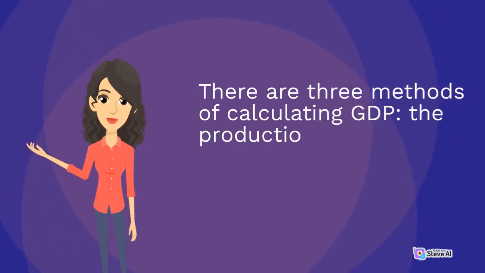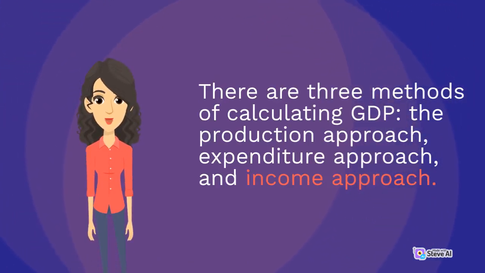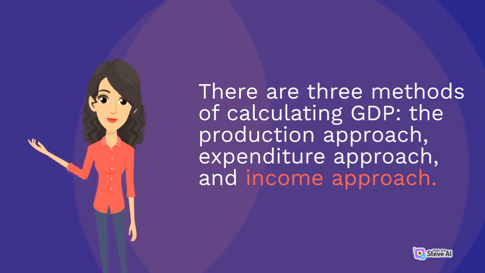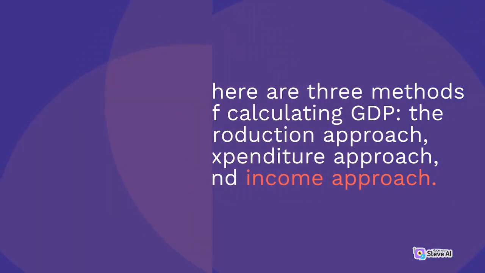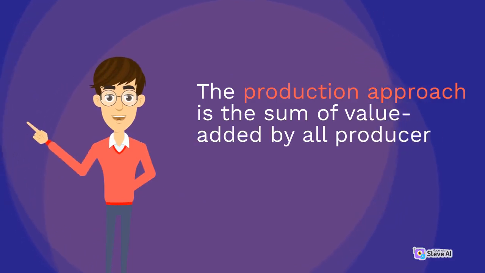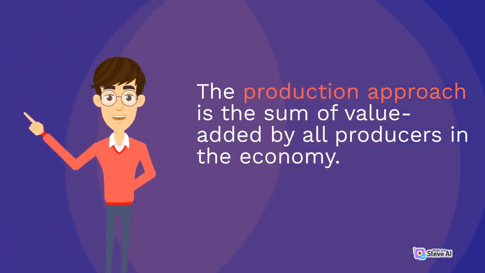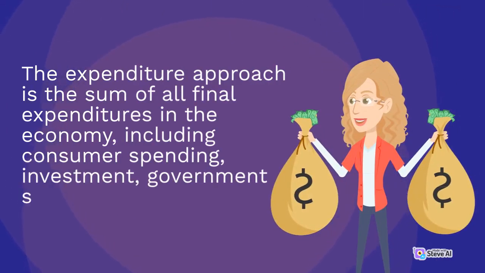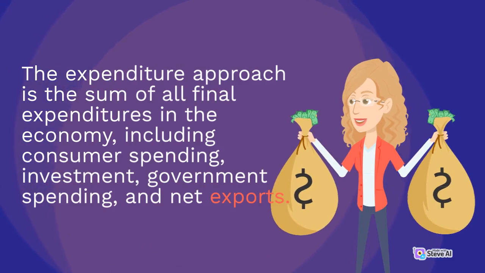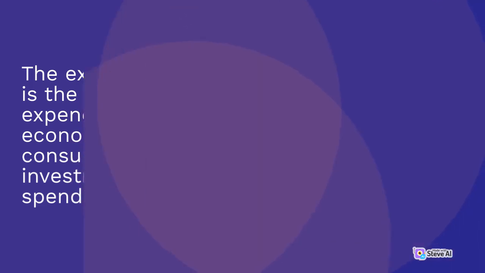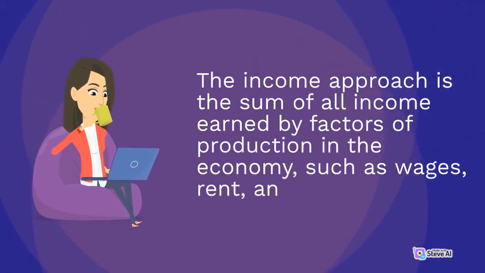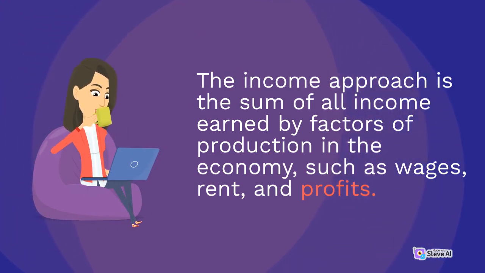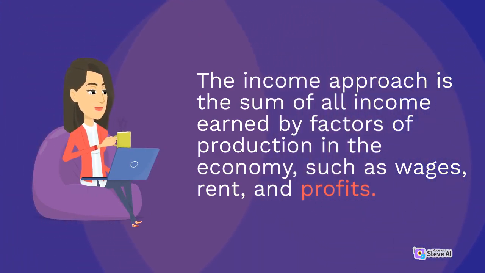There are three methods of calculating GDP: the production approach, expenditure approach, and income approach. The production approach is the sum of value added by all producers in the economy. The expenditure approach is the sum of all final expenditures in the economy, including consumer spending, investment, government spending, and net exports. The income approach is the sum of all income earned by factors of production in the economy, such as wages, rent, and profits.